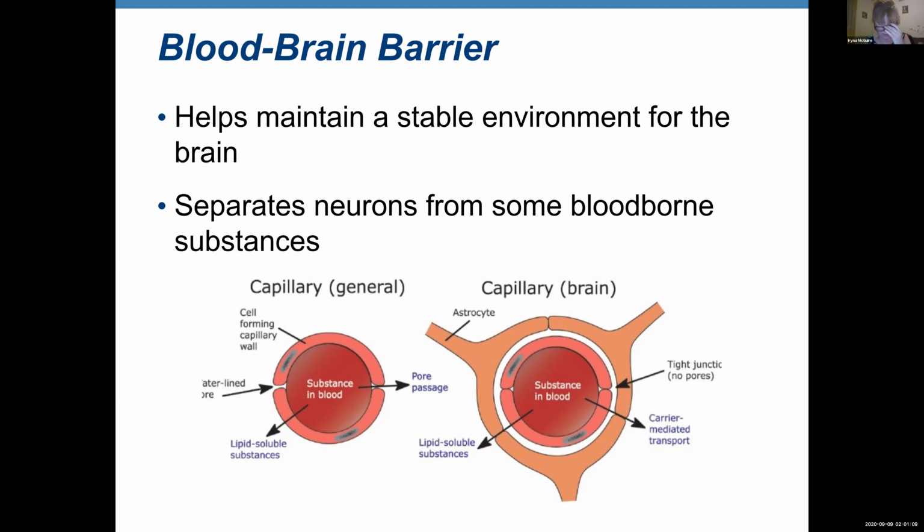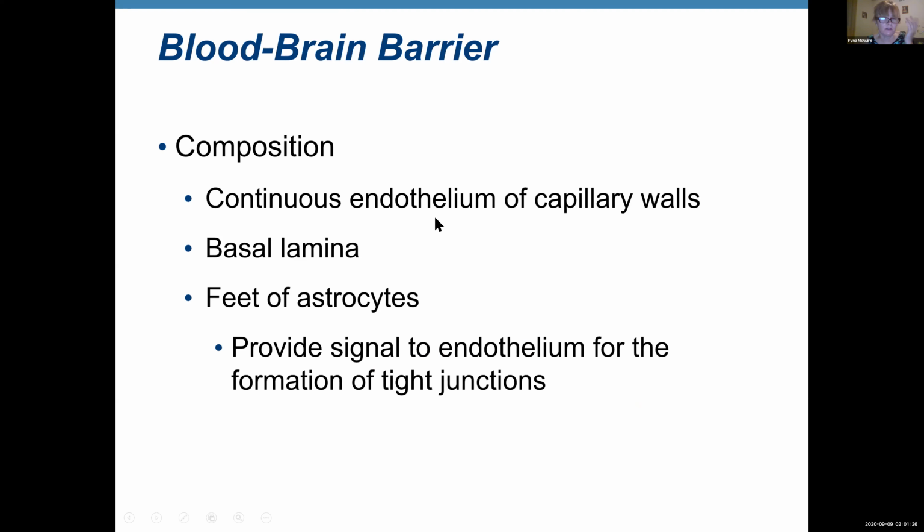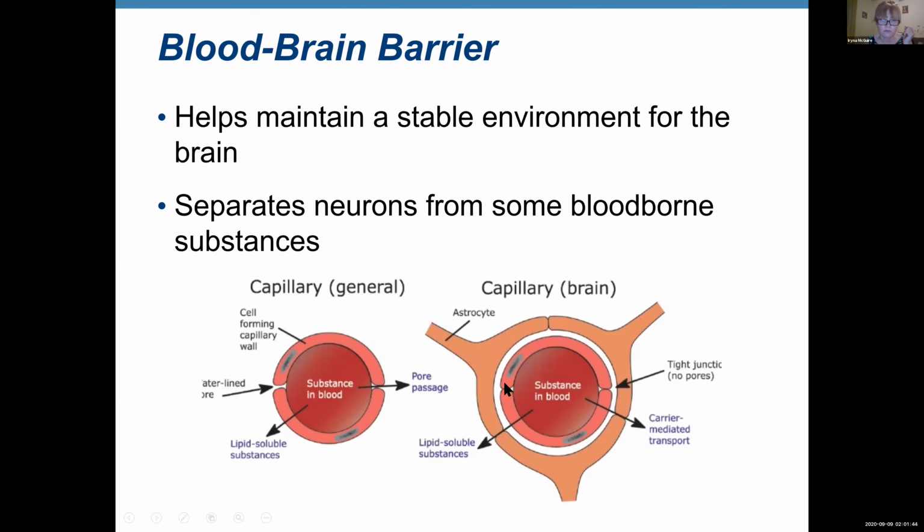So some infections of the brain and some diseases are hard to manage, because you can take medications, but those medications would never pass through this blood-brain barrier. Okay, so composition: endothelium of capillary walls, basal lamina, and feet of astrocytes. And those astrocytes not only form the barrier, they also signal this endothelium to form tight junctions. So you see how here we have a pore over here, and we have really tight junctions between the endothelial cells.